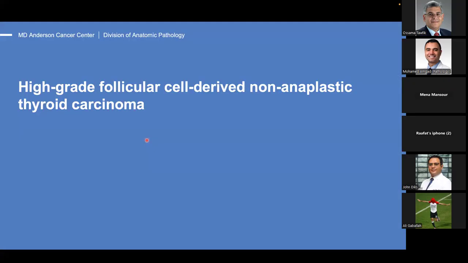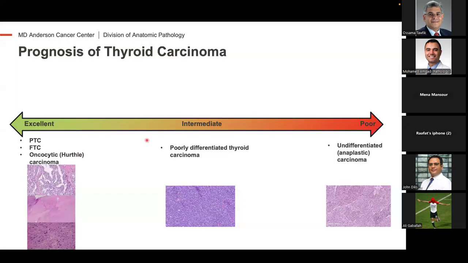Okay, so now I'm going to go over something that I really want to talk about: high-grade follicular cell-derived non-anaplastic thyroid carcinoma. I know it's a long title, but in the WHO, this is the new, or newish, entity that has been put in. So for prognosis of thyroid cancer, you have excellent prognosis on this side, and these tumors are PTCs, follicular thyroid carcinomas, and oncocytic carcinomas. These usually have excellent prognosis.